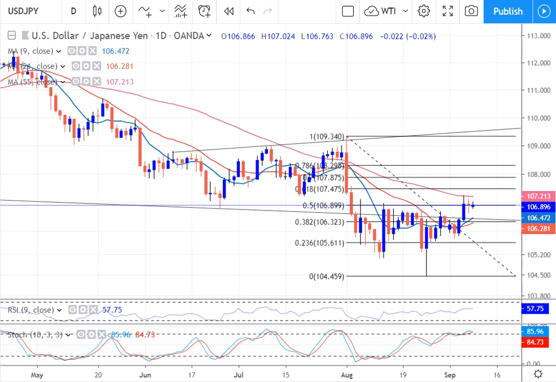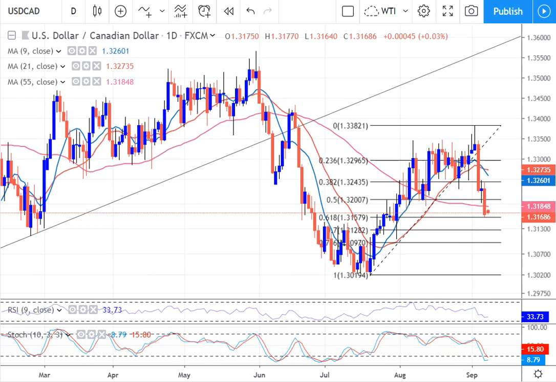We're currently trading at 106.89. I'm looking to sell up here. I'm looking to add to here. I'm not stupid. If it breaks above there, I'm gone. But that's just a little view on dollar yen.